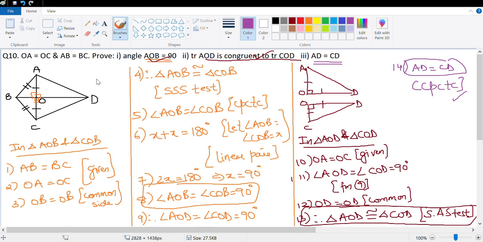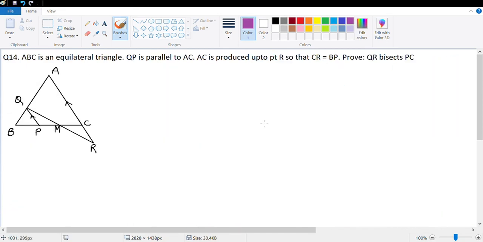The next question that we solve is question number 14. Question number 14 says ABC is an equilateral triangle, which means all angles here are 60 degrees. This is also 60 degrees, and this is also 60 degrees. Next, QP is parallel to AC, which means angle Q here and angle A here would be equal. Why? Because these are corresponding angles. So this angle will be 60 degrees.